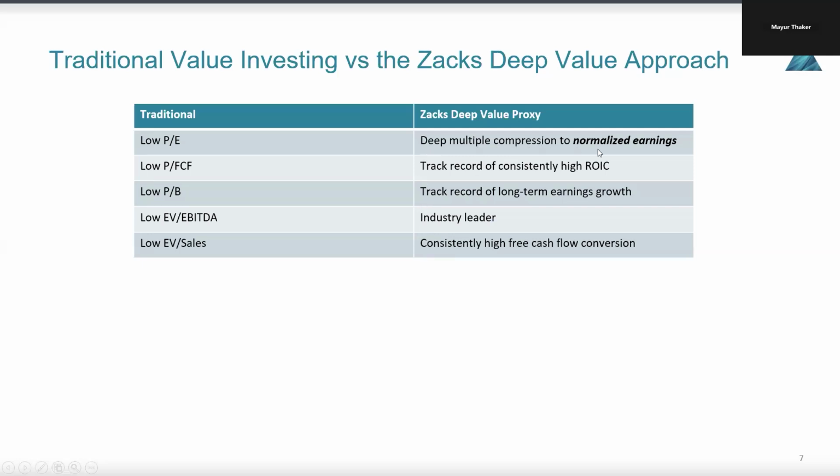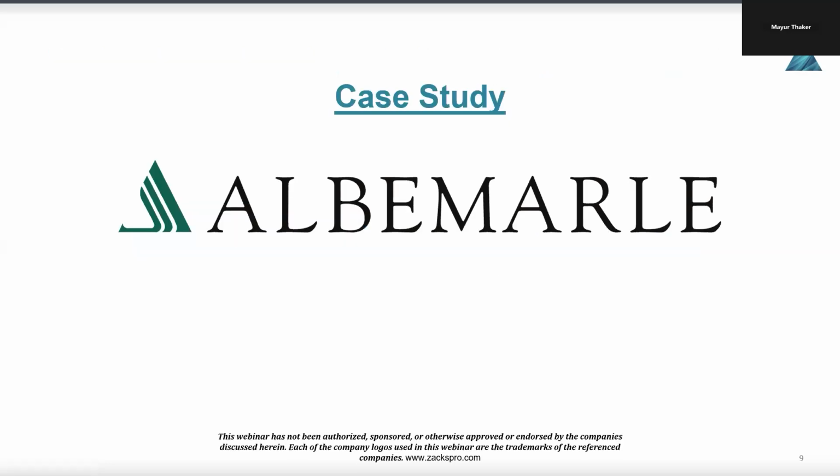Deep multiple compression to normalized earnings. Again, usually normalized earnings refers to 10 years, but it can refer to something as short as 3 years. Track record of consistently high ROIC. Again, we like 10 years, but can do it as short as 3 years as well. Track record of long-term earnings growth. Industry leader, consistently high free cash flow conversion. These are the general principles that we look for when deciding this portfolio.